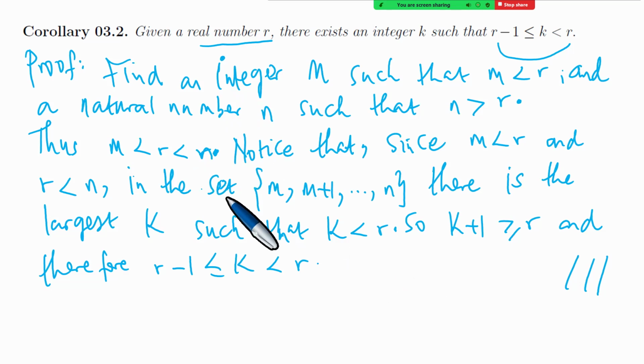Okay, let's just look at these carefully. So in other words, given the number r, we want to find m and n. These are real numbers because r is a real number, so you can find some real numbers m and n that can put r between them. And notice that since we agree that indeed m is smaller than r and r is less than n, in the set m plus 1 to n.